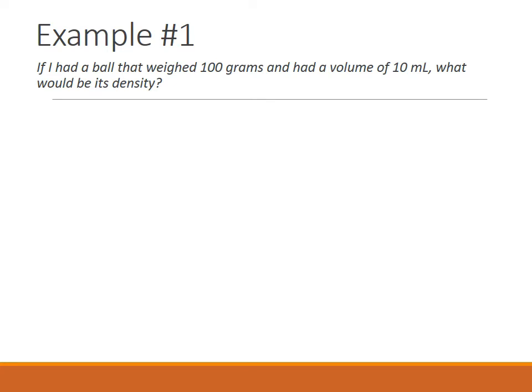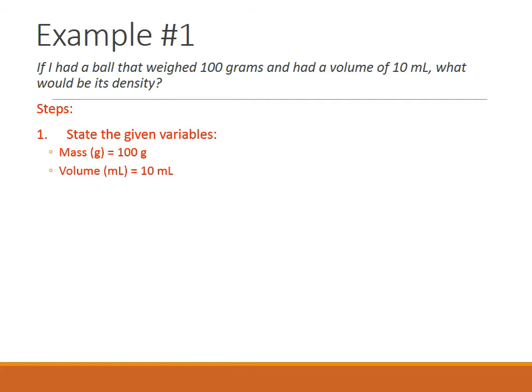So let's take a look at a math problem. Example 1. If I had a ball that weighed 100 grams and had a volume of 10 milliliters, what would be its density? When you have a problem like this, there are certain steps that you should follow. Step 1 would be state the given variables. Usually the problem will give you 2 variables and you'll have to find the third one. In this case, we're given a mass in grams. The mass of our ball is 100 grams. And we're given a volume. The volume of the ball is 10 milliliters, and they want us to find density.